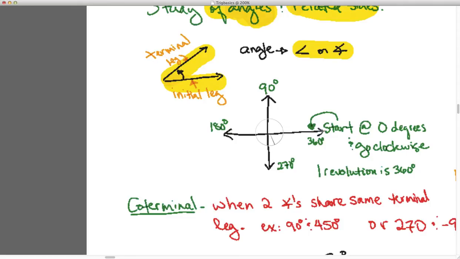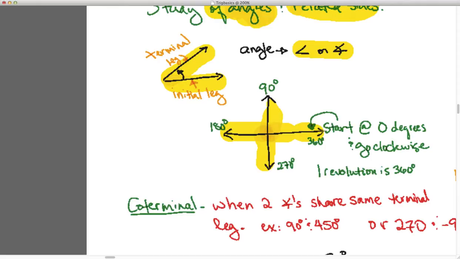So what do we do here? Well, we start here at 0 degrees, and each quadrant is 90 degrees. You add 90 degrees until we get back to the beginning, but now, since we've done a full revolution, that's 360 degrees, okay? The quadrants are as follows.